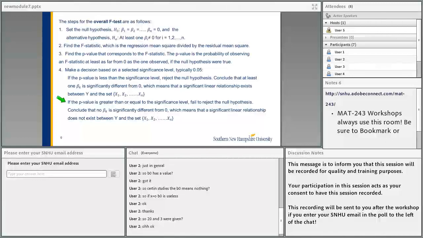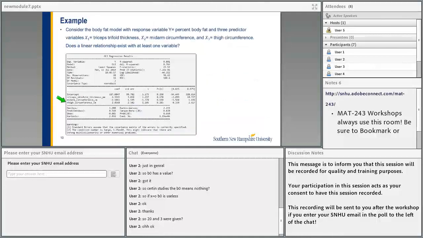So let's go ahead and look at an example. If you have any questions, you can ask me. I think this will make more sense when you look at the example.